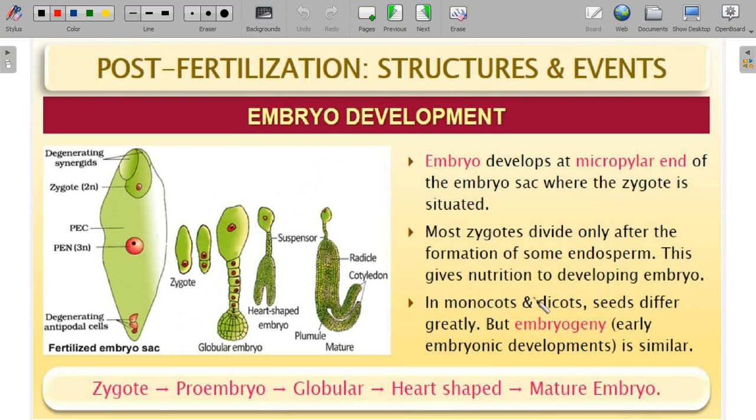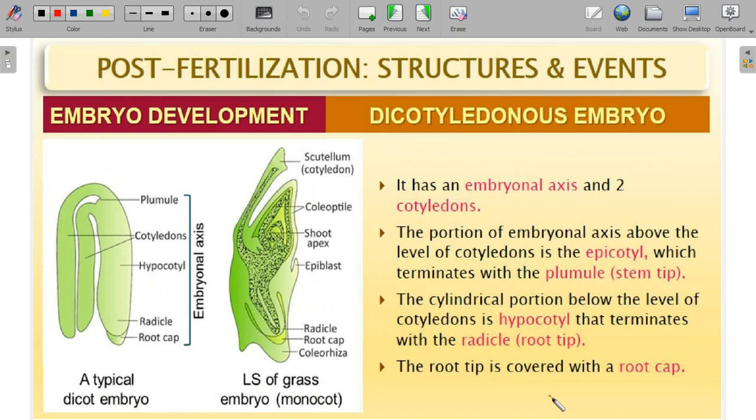In monocot and dicot, seeds differ greatly, but embryogeny, that is early embryonic development, is similar. Now we're going to see that the embryo undergoes pro-embryo, globular, heart-shaped, and mature embryo stages. Next we have to look at the structure of an embryo. So this is the structure of a monocot embryo. This is the structure of a dicot embryo.